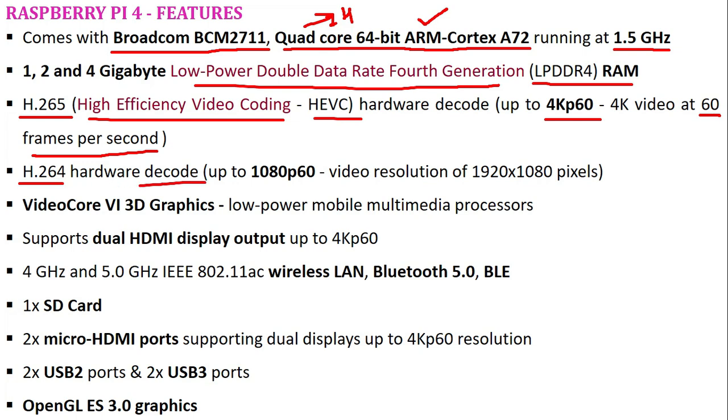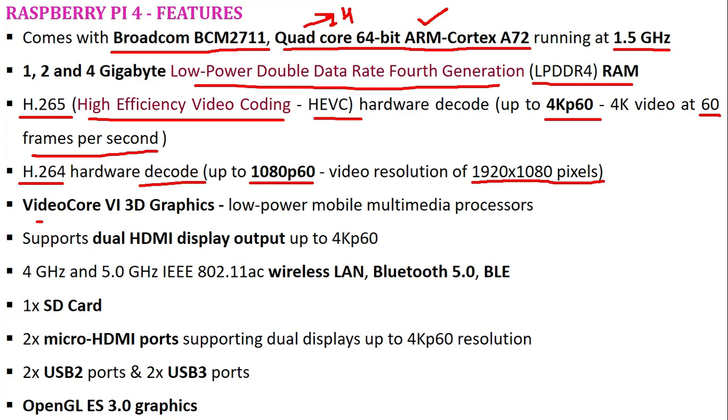Similarly, using this H.264 decode, it can support HD type of videos, 1080p60 type of videos. 1080p60 in the sense the video resolution will be 1920 by 1080 pixels in a frame, and it can support 60 frames per second. So these two, H.265 and H.264, are video codecs for helping in video processing.